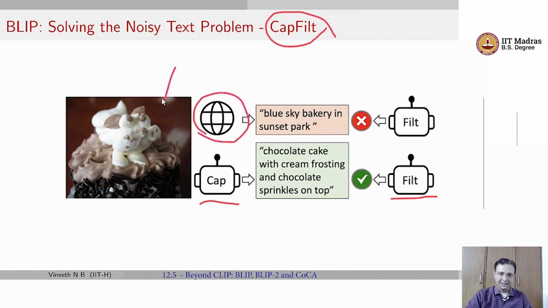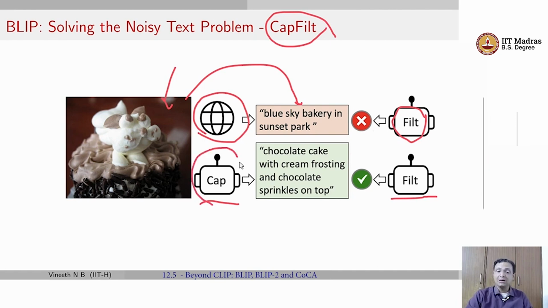For example, an image like this could have a text when you scrape it from the web as Blue Sky Bakery in Sunset Park. Right? Often bakeries put out their menu images alongside on their website. Now they have a filter to say whether this is the appropriate caption for such an image or not. This filter is exclusively learned separately on a human annotated dataset. We'll talk about this soon.